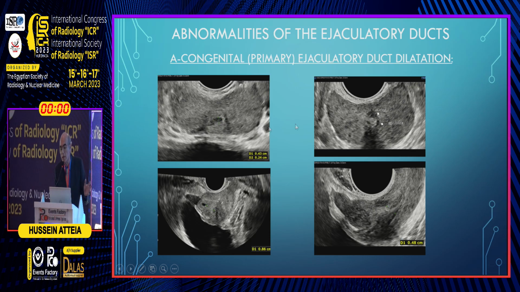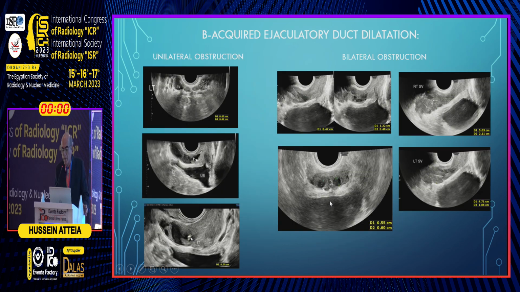Another case with ejaculatory duct cyst. This is a primary ejaculatory duct dilatation, and it's like a Wolffian duct cyst communicating with the urethra, with absence of the vas deferens and hypoplastic seminal vesicles.